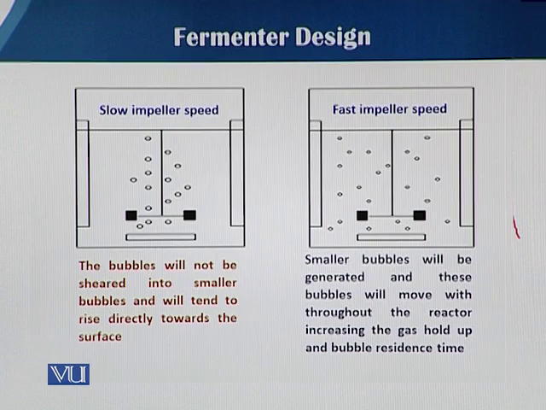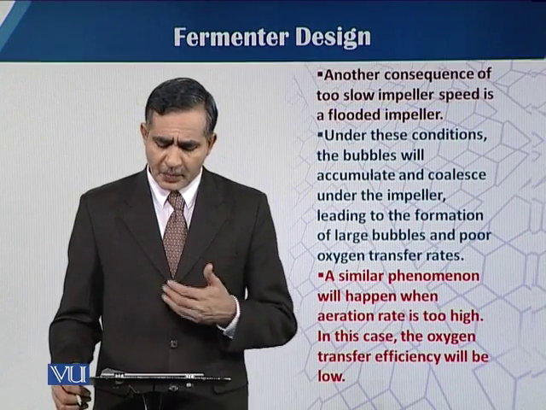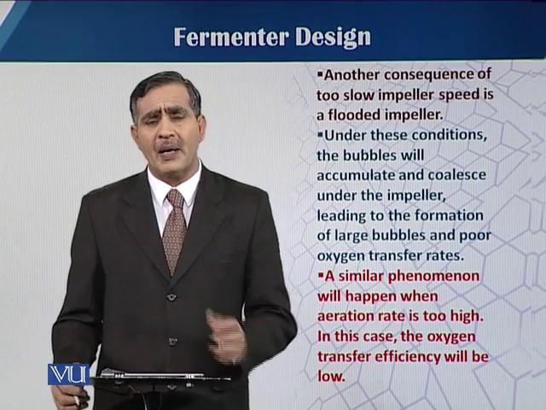The objective behind the oxygen delivery system is just to supply the oxygen demand. If the air bubbles just pass through the fermentation media without dissolving oxygen, then there is no need for it. That's why the speed of the impellers and the pressure inside the sparger are very critical. Another consequence of too slow an impeller speed is flooded impellers.